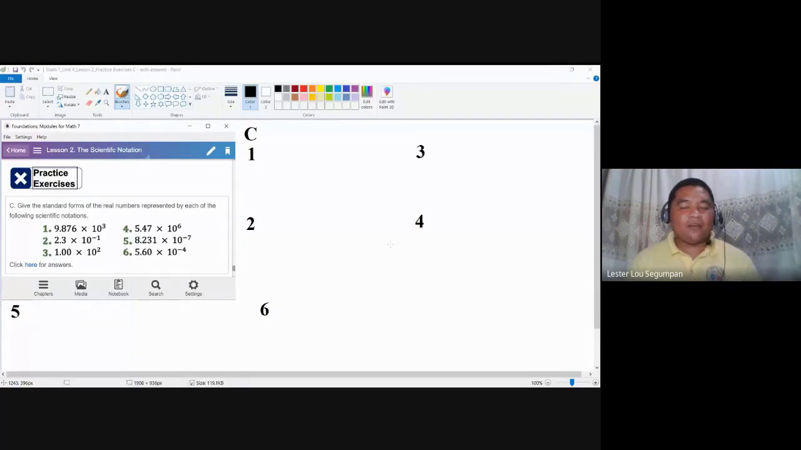But first, let me remind everyone that when we get a positive value of the exponent for the multiplier 10, in the previous operation, we move the decimal point to the right. So to write it in standard form, we're going to move it to the left. For negative exponents for the multiplier of 10, we actually move the decimal point in the standard form to the left. And right now, we're going to do the reverse operation. We're going to move it to the right. Let's try to illustrate it using number 1.